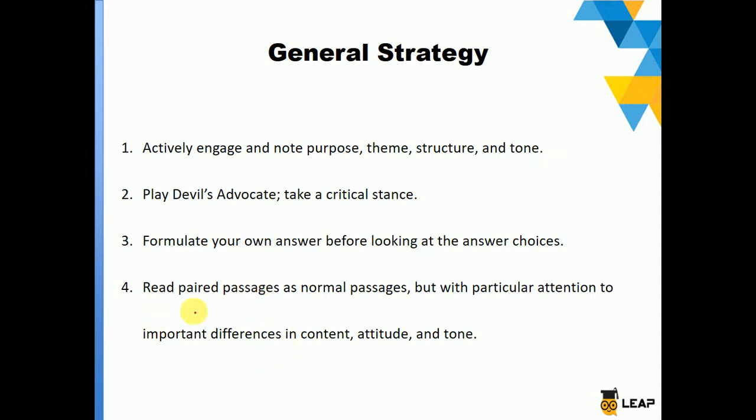So when you read these paired passages, don't start trying to juggle both passages and trying to process information at the same time. Approach them one at a time, just like you would do with a normal passage. And then when you read them, try to take a subtle hint about any particular differences that you might find in content, attitude and tone.